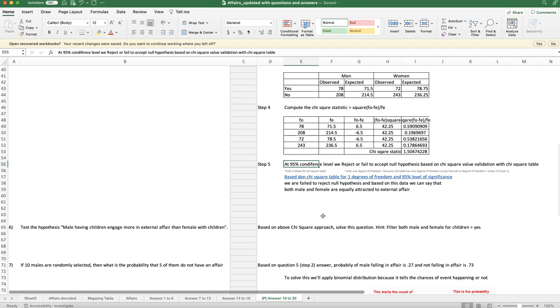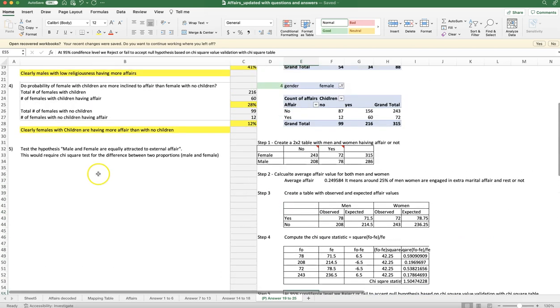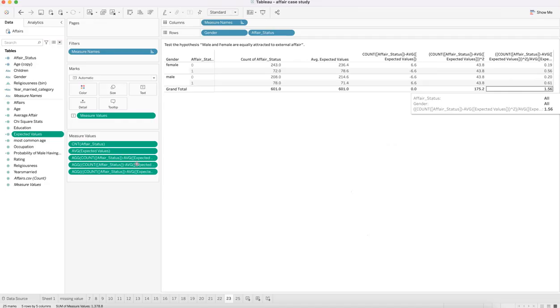So we are failed to say that both men and women are equally attracted, and this is something we saw as well from the data, that males are engaging more as compared to females. But with the help of statistical hypothesis, we can finally conclude with a statistical test, which is a chi-square test in this case.